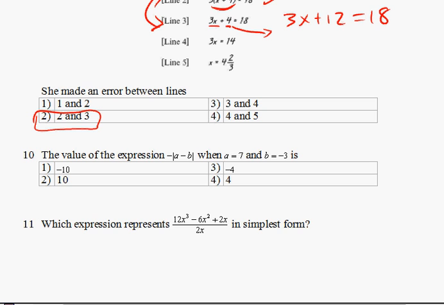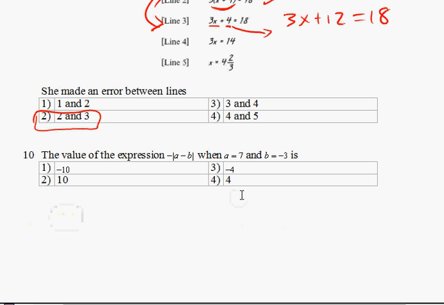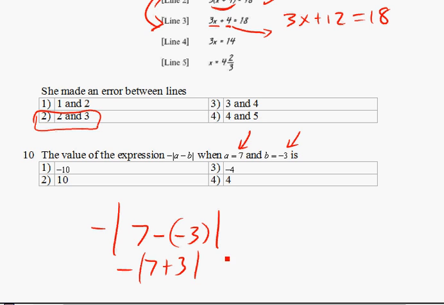Number 10. Okay, take a second, read this question. Okay, we're looking for the absolute value here. Let's plug in what a is equal to: 7, b is equal to negative 3. So we have 7 minus negative 3. Okay, and 2 minuses becomes a plus, so it's 7 plus 3. That's equivalent to negative absolute value of 10. Absolute value of 10 is 10. So it'd be negative 10, okay?